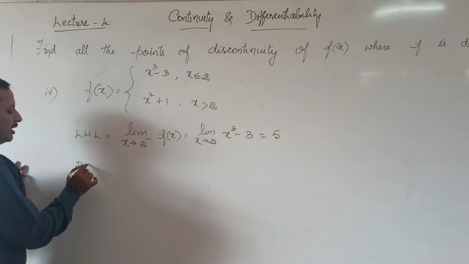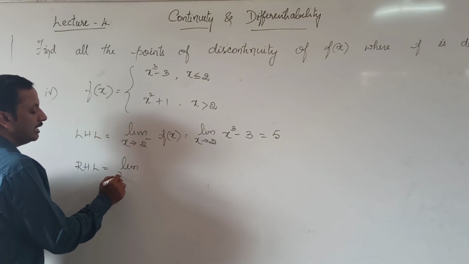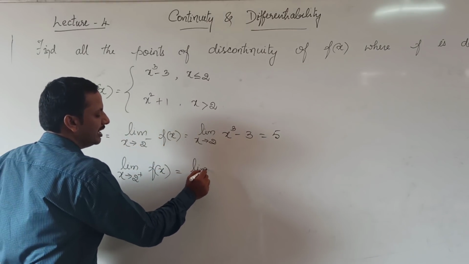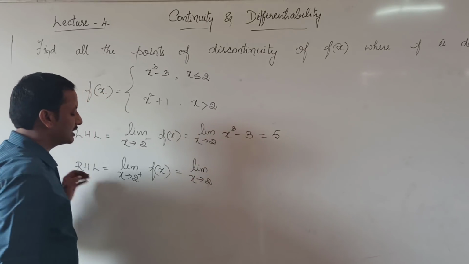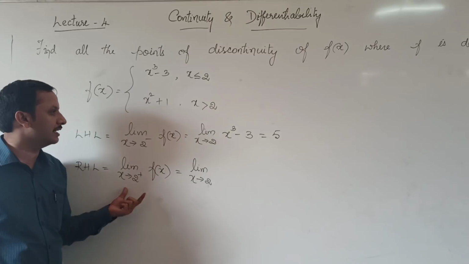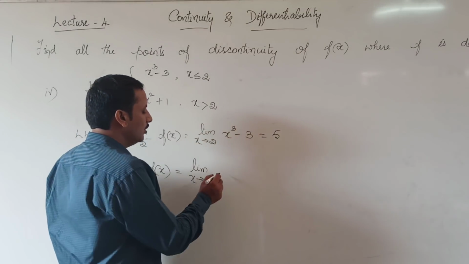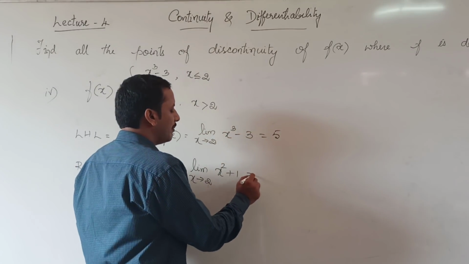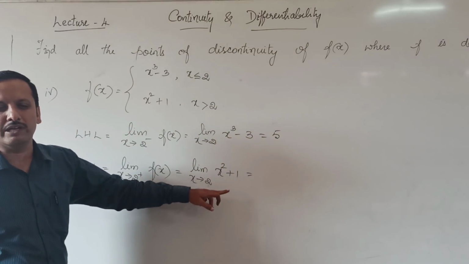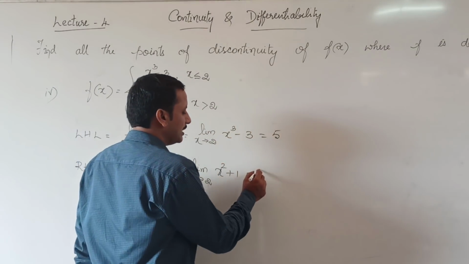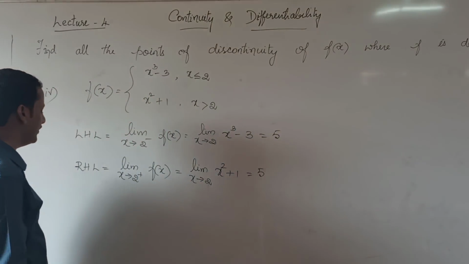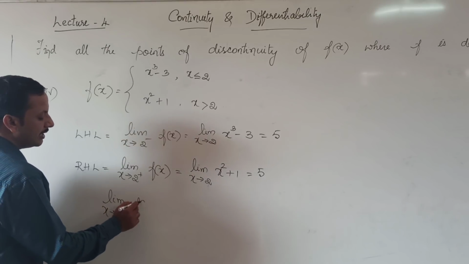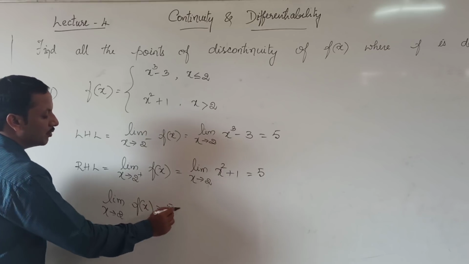Then the right hand limit is limit x tends to 2 plus f of x. X is approaching 2 from the right side, meaning x is greater than 2. In that region, the function is defined as x square plus 1. Putting x equal to 2 gives 2 square plus 1, that is 4 plus 1, which is 5. So the left hand limit is equal to the right hand limit. From there we can say limit x tends to 2 of f of x is equal to 5.